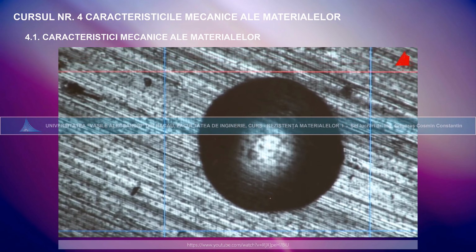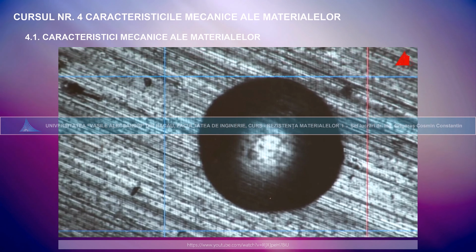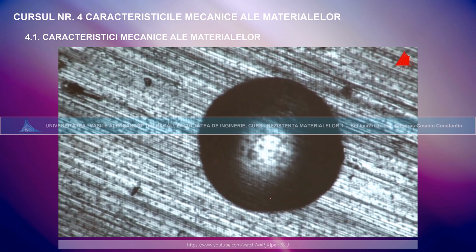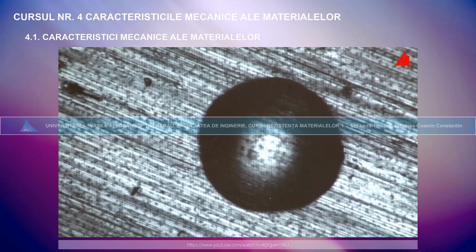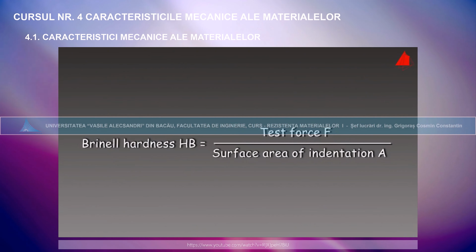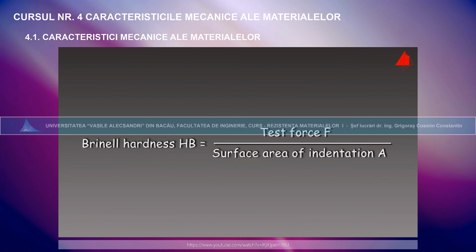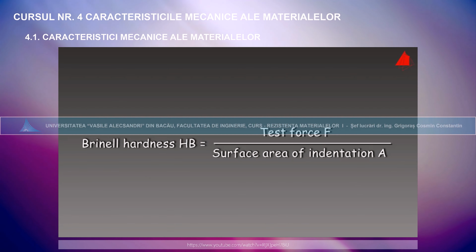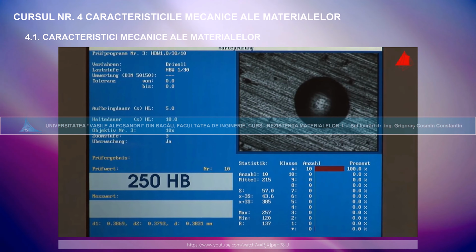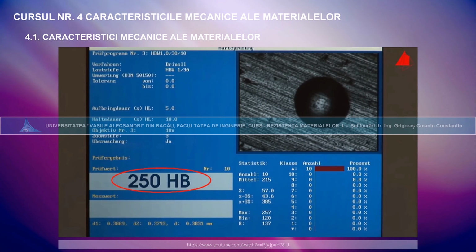With the control knob, the tester places 4 measuring lines on the edges of the indentation to measure its diameter. That's it! The testing machine can now calculate the Brinell hardness. The hardness value is defined as test force F in the old unit kilopond divided by the area of the indentation A in square millimeters. The result is displayed on the bottom left-hand corner of the screen and amounts to 250.